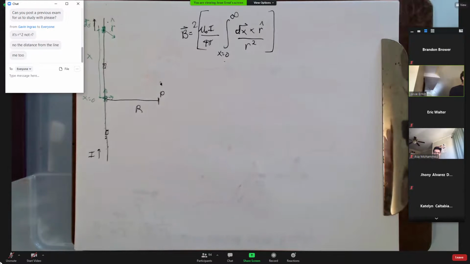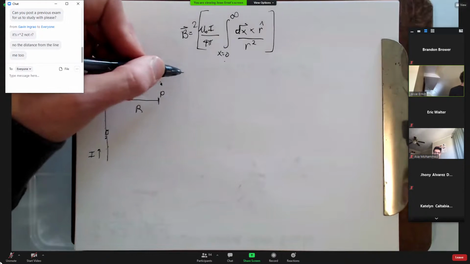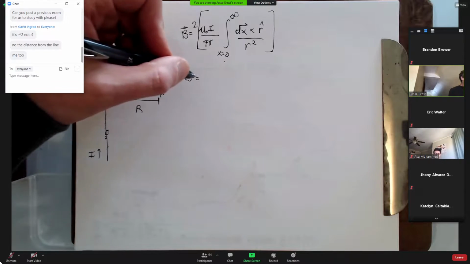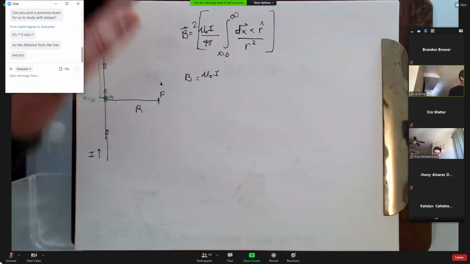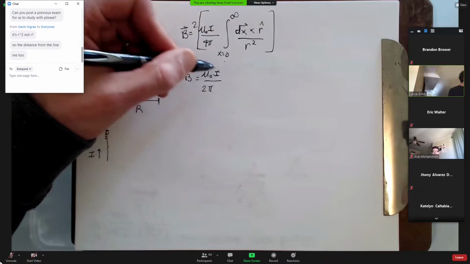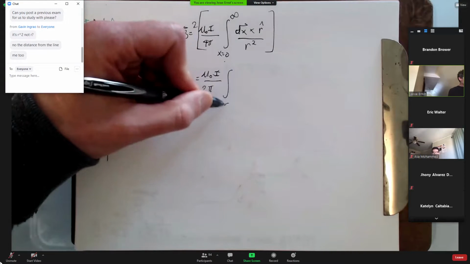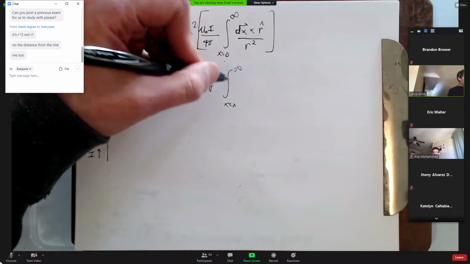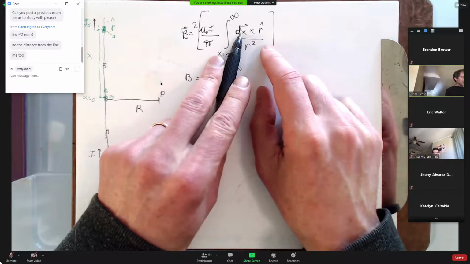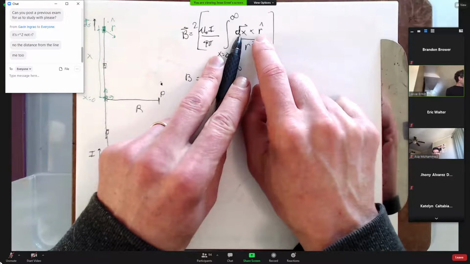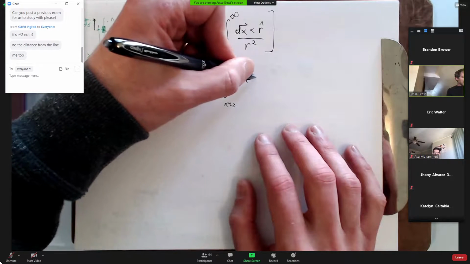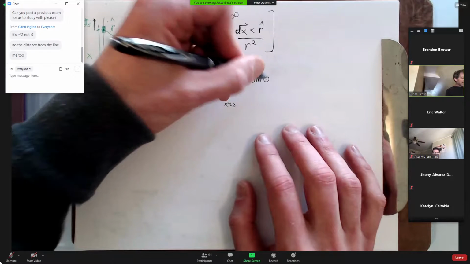Okay, so we're going to have to label a couple angles here. So B is going to be equal to mu naught I, I'm going to bring this 2 in, over 2 pi. And now we're going to integrate from x equals 0 to infinity. I need this cross that. So magnitude of this is dx. Magnitude of that is 1 times sine of the angle between them. So it's going to be dx times sine of theta, where theta is the angle between them.